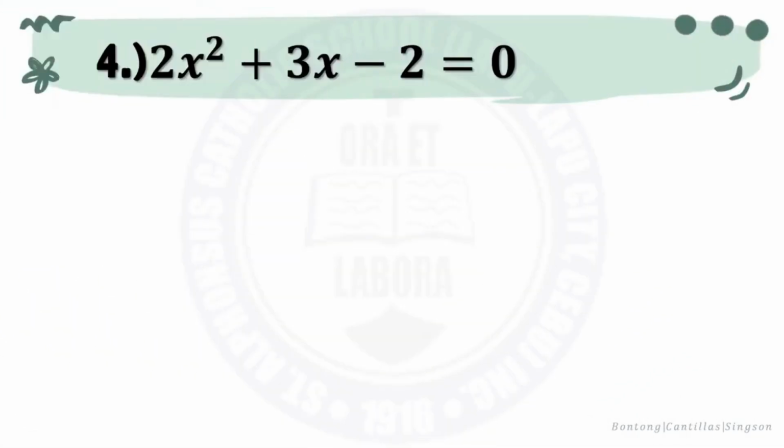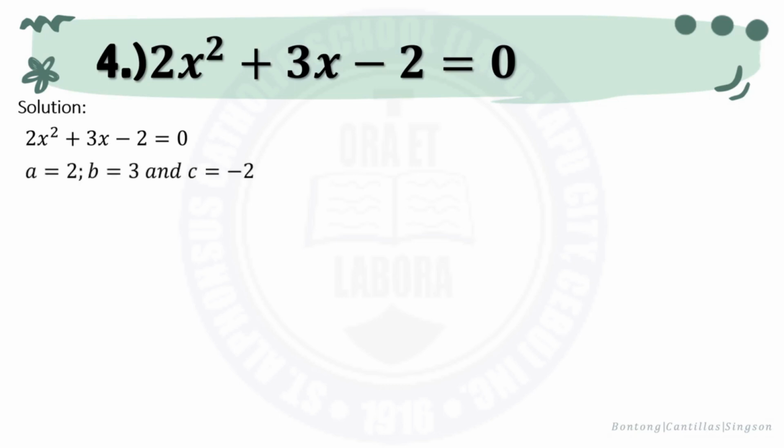Example number 4. 2x squared plus 3x minus 2 equals 0. Solution. Remember, step 1, we write the given equation into its general form. Luckily, our given is already in the general form. All we need to do is to proceed to the next step. Step 2, factor the quadratic trinomial. So, let's use the AC method since this is a trinomial. First, identify the values of A, B, and C. A is 2, B is 3, C is negative 2.